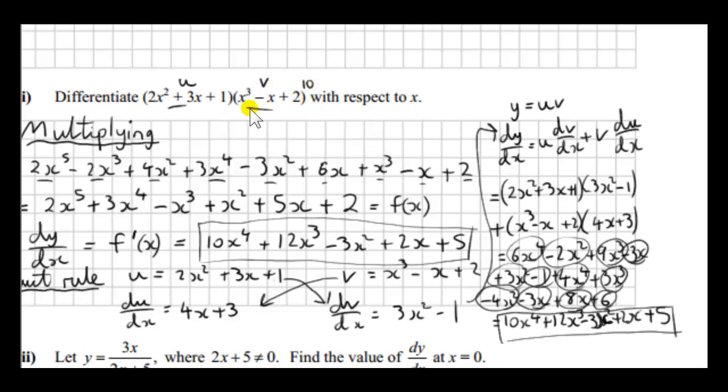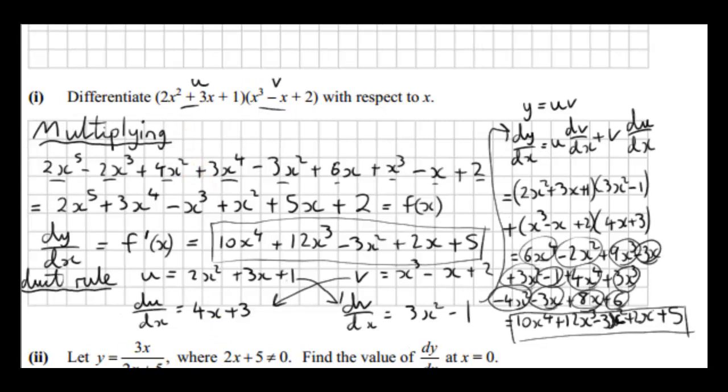Now we certainly won't be raising this to the power of 10 and multiplying the result by whatever u is. We'll have to use the product rule in a situation like that. But it's straightforward to multiply these out, gather up the terms and differentiate term by term.